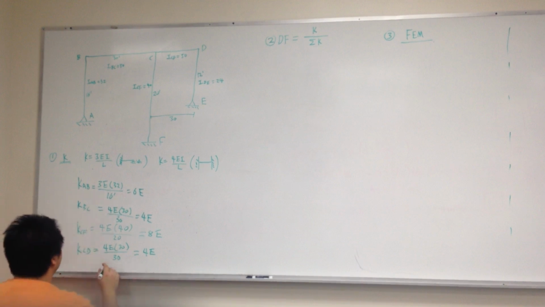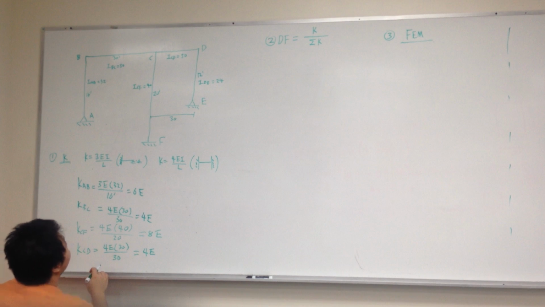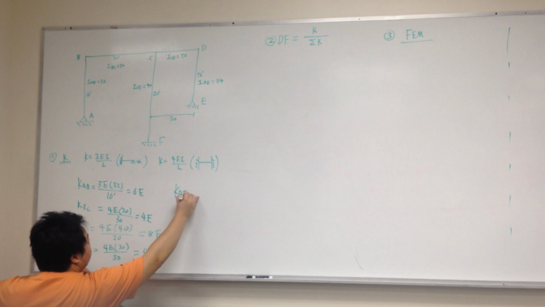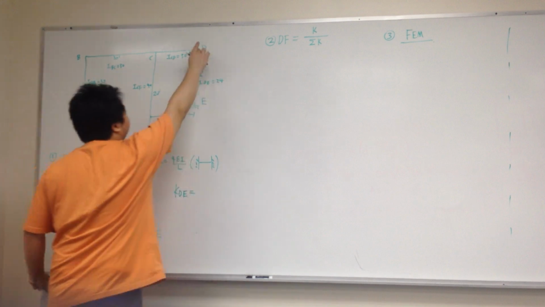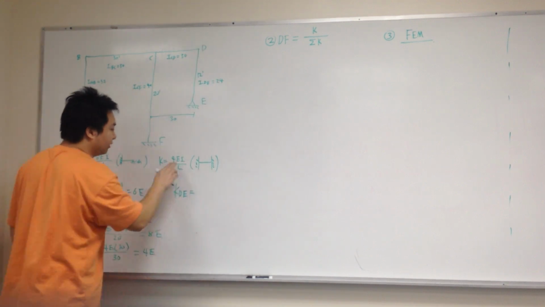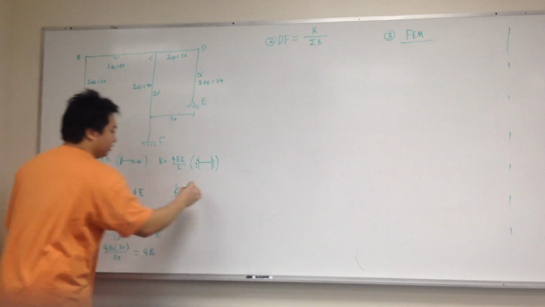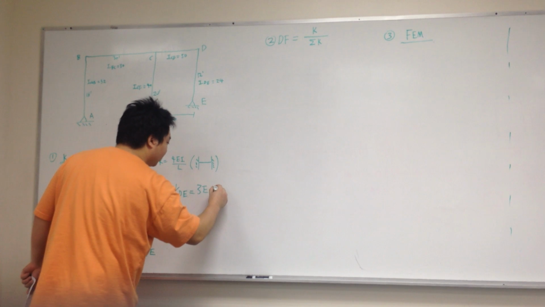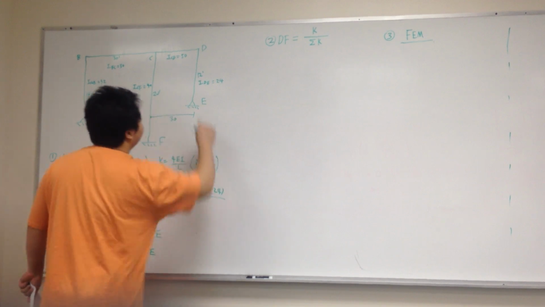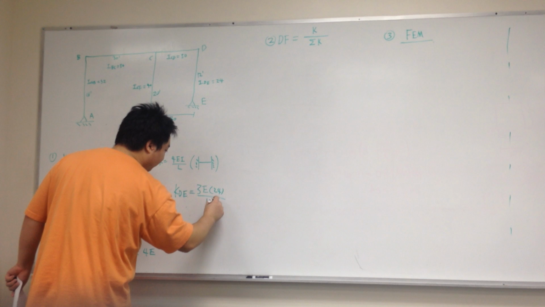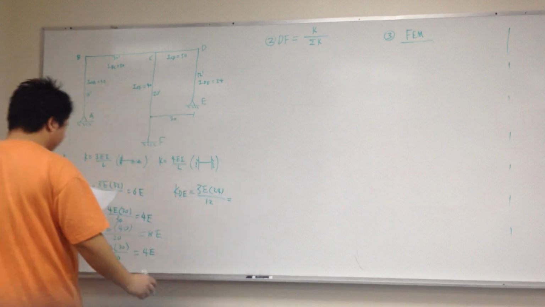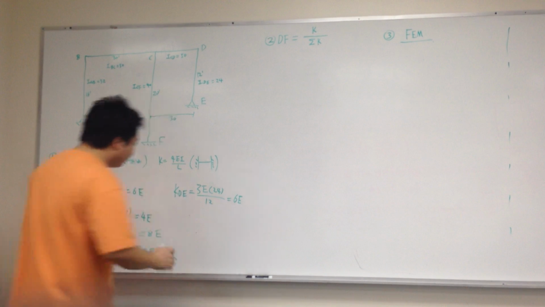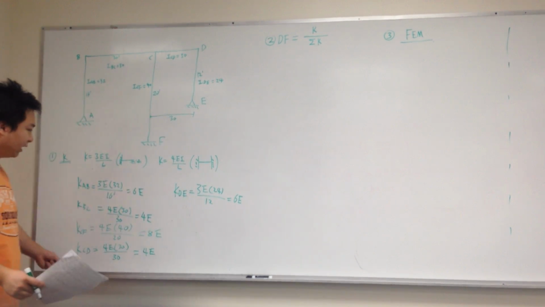The last one, after CD, is DE. So KDE. DE is fixed and a pin, so you're going to use this one: 3, E, I is 24, and the length is 12 feet, so you're going to have 6E. All right, we calculated the K.